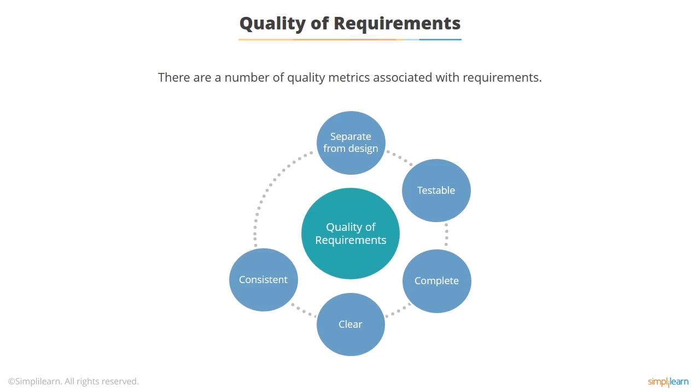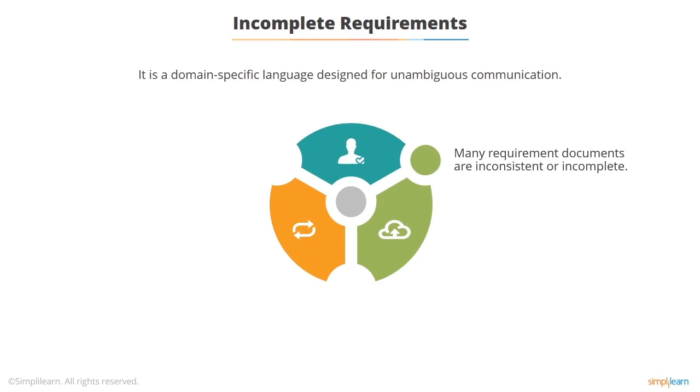They need to be consistent. We don't want two requirements which say something completely different to each other. And they need to be traceable to make sure that every requirement has actually been implemented in the final system. Almost by definition, most requirement documents, if not all, have inconsistencies or omissions.